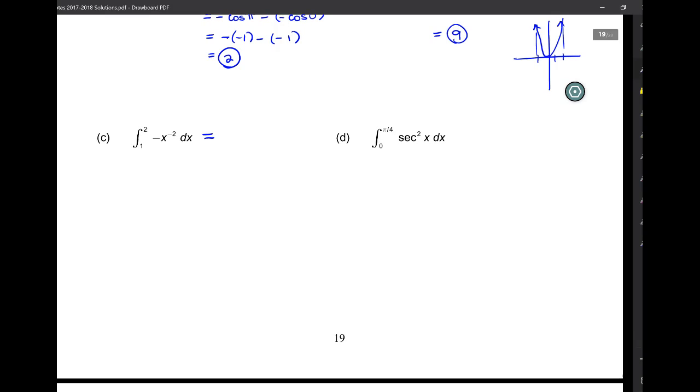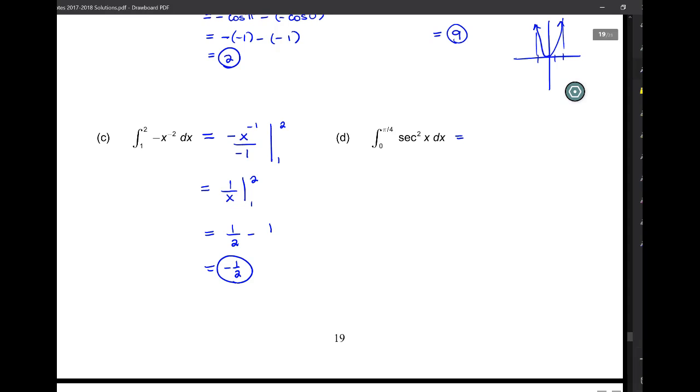Don't forget with negative exponents, the rules still apply, right? So it's negative x to the negative 1 over negative 1, evaluated from 1 to 2. So that would be 1 over x, evaluated from 1 to 2. So I have 1/2 minus 1. So we get a negative 1/2. Which, that's fine. We can get a negative answer. It just means that more of the curve was below the x-axis, or all of the curve was below the x-axis.